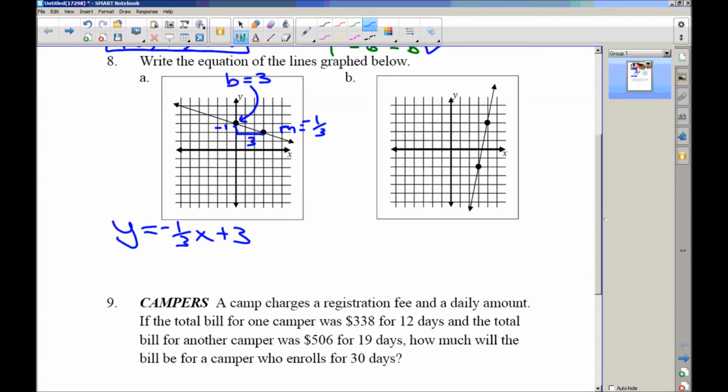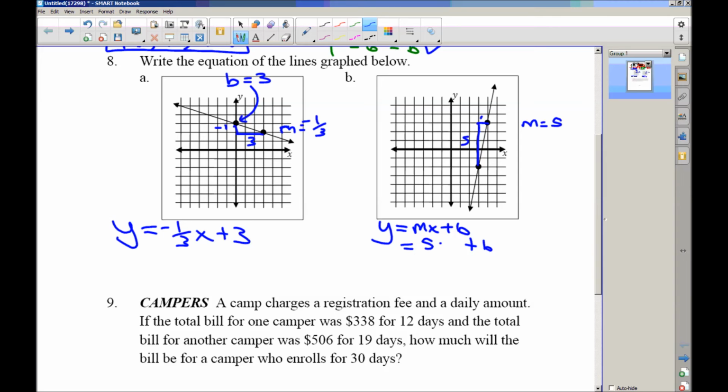Okay. Part B is a bit trickier because we're not given the y-intercept directly. So we do the same work that we've done on the previous problems. So we're going to say y equals mx plus b. And let's find the m. So the slope here is 5 up and 1 over. So that's 5. All right, so in place of m, I'm going to put a 5 here.